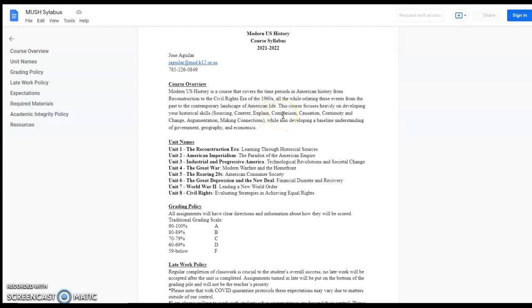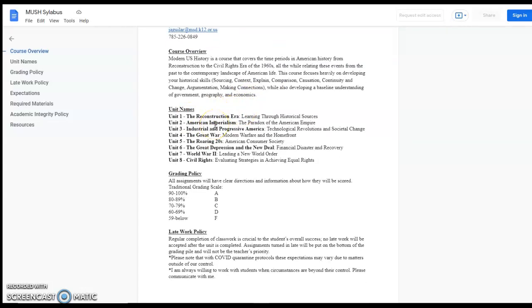You see the rest. And I want them to be able to apply these historical skills through looking at the past and being able to apply the past to today to better understand the problems that they will be confronting in the world. So here's just a rough overview of the units that we'll be going over. So the Reconstruction era, imperialism, industrial and progressive America, and then some things from also the 20th century as well.